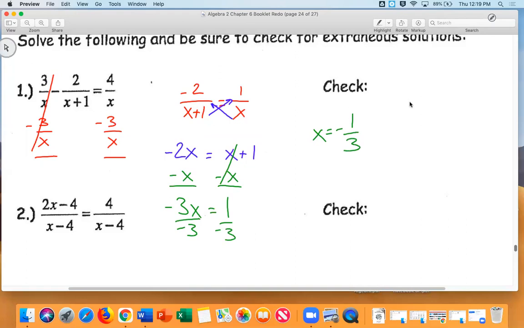Now, Kailana, you seem to be the expert on this. Is that an okay answer? Yeah, that's an okay answer, because if I plug in negative 1/3, I don't get 0 in either one of the denominators.